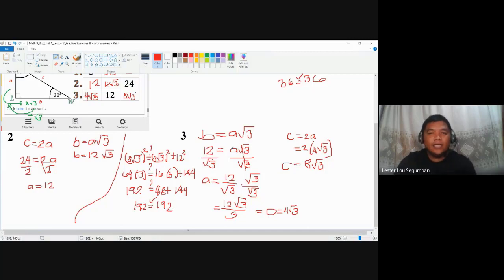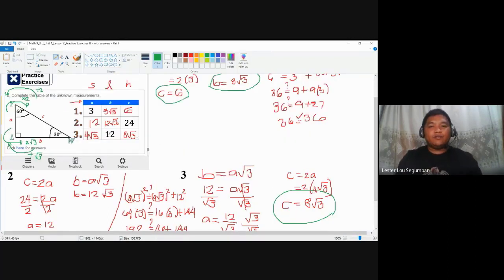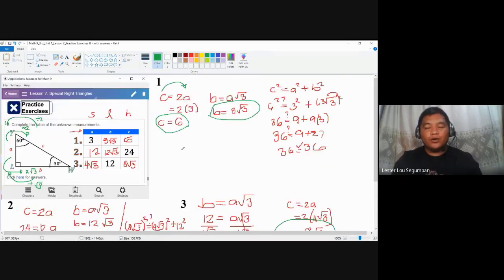This means that the results for number 3 are all correct. You may check number 2 for that as well using the Pythagorean theorem. Again, these are the results for this practice exercise. Please review in preparation for our assessment.